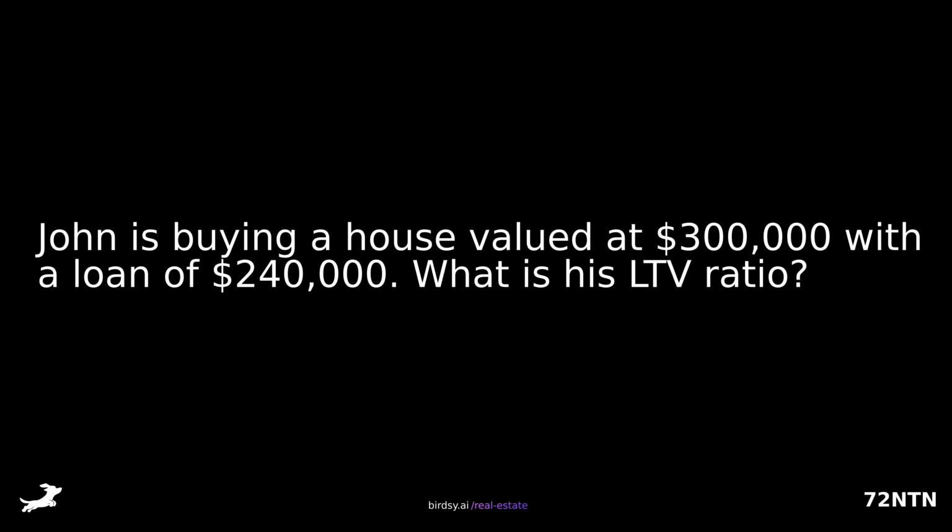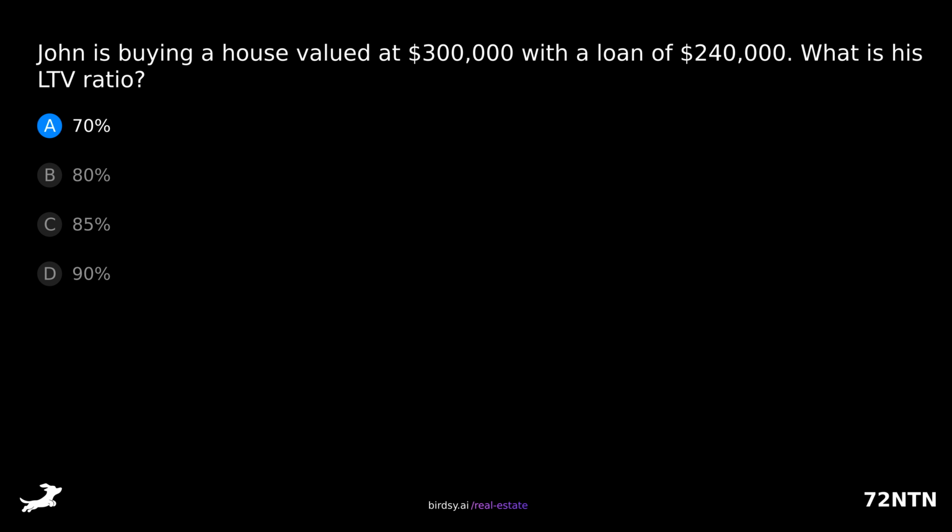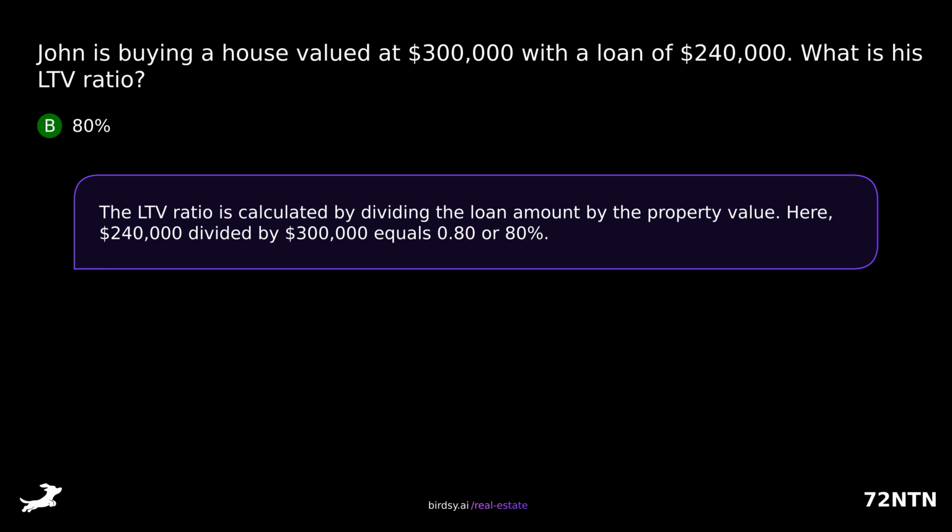John is buying a house valued at $300,000 with a loan of $240,000. What is his LTV ratio? Is it A, 70%, B, 80%, C, 85%, or D, 90%? The correct answer is B, 80%. The LTV ratio is calculated by dividing the loan amount by the property value. Here, $240,000 divided by $300,000 equals 0.80, or 80%.